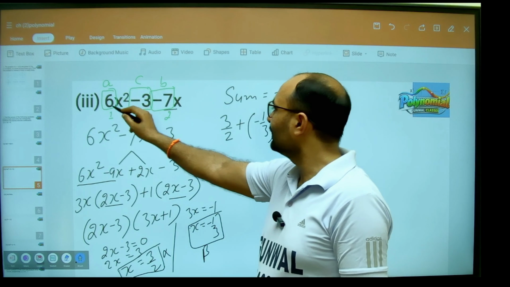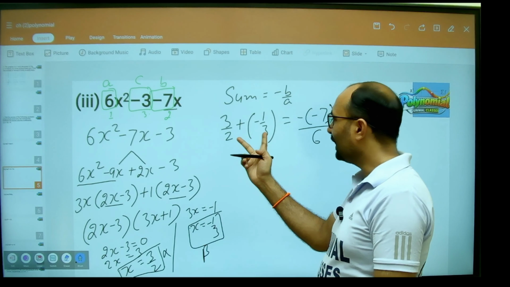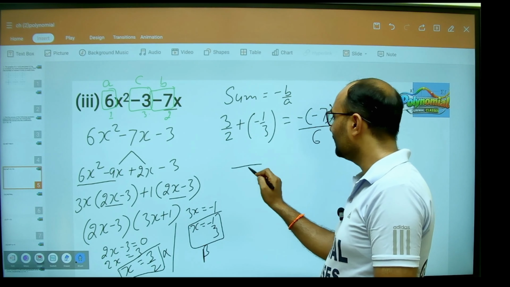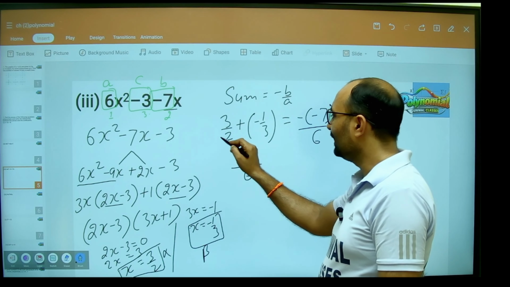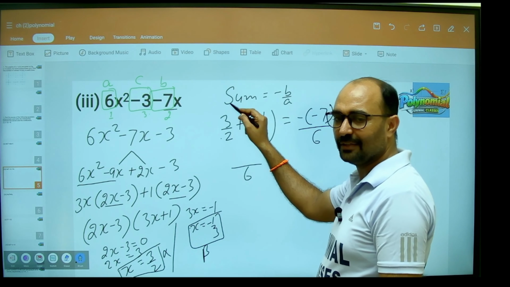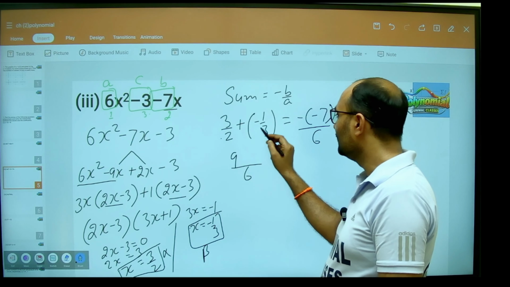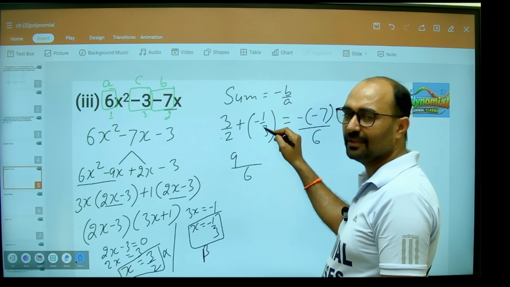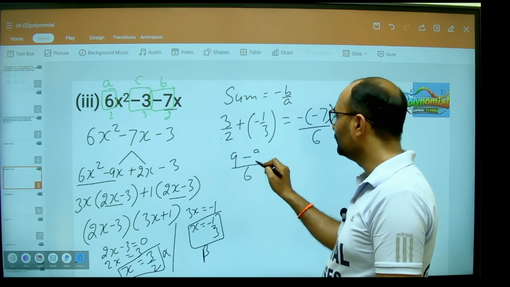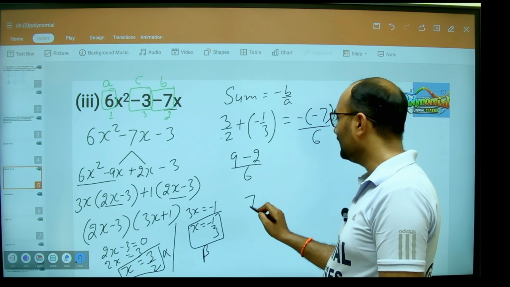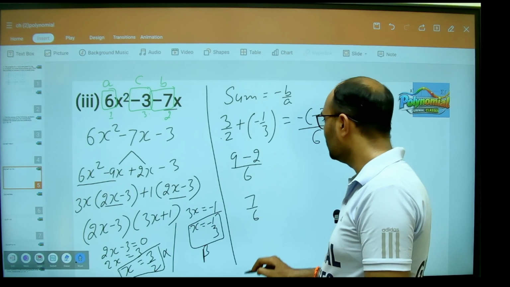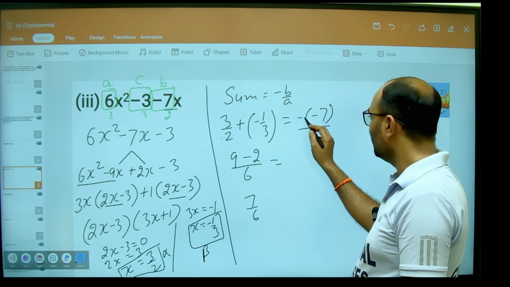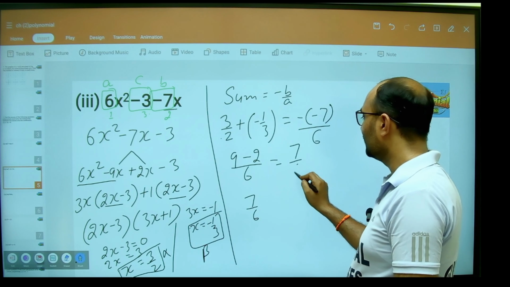A is 6. You have to take LCM here. LCM is 6. You have to multiply this with 3 to make it 6. Multiply with 3, 9. Multiply with 2 to make it 6. Multiply with 2, minus 2. 9 minus 2 is 7 by 6, equal to minus minus plus 7 by 6.